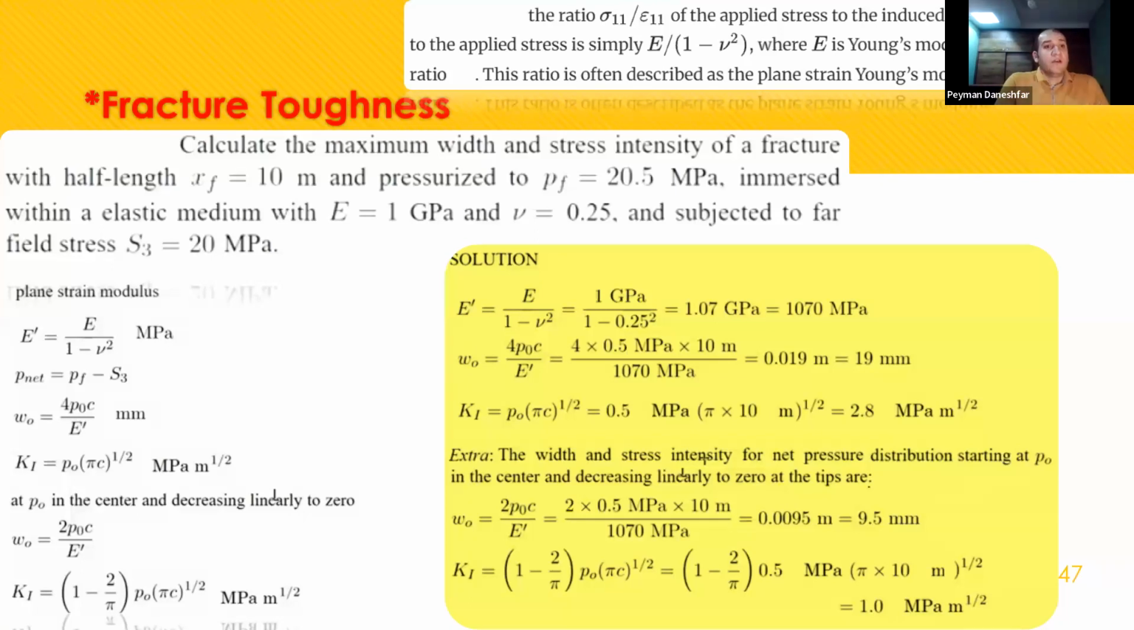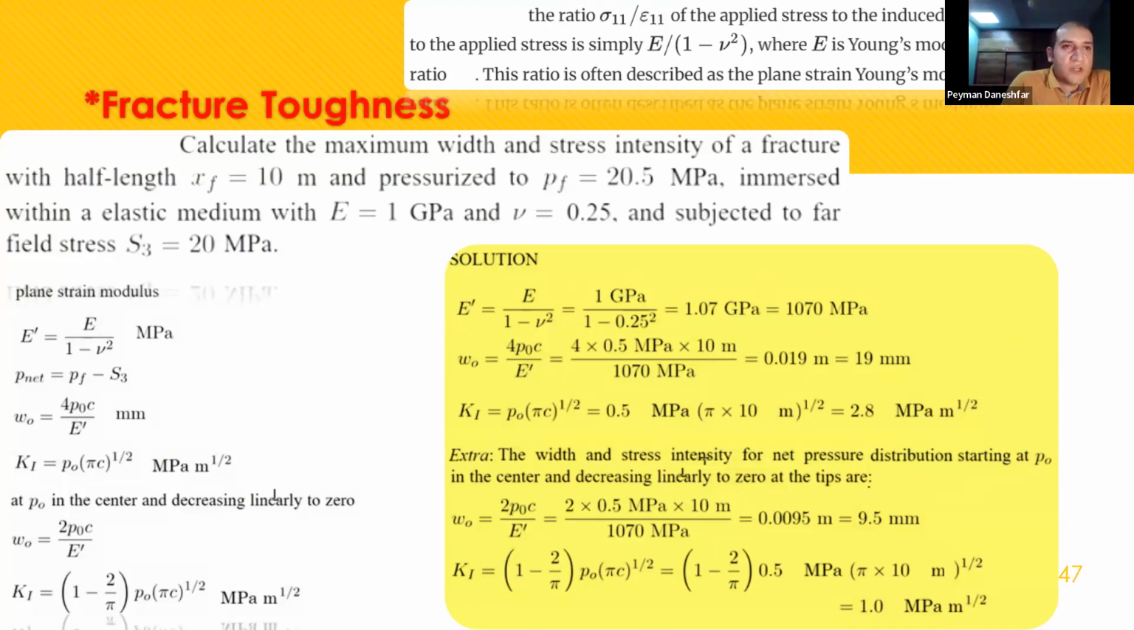So what is our net pressure? You see that we have the pressure. Another, what is our minimum horizontal stress? You can find it here. And another one, what is the maximum width?